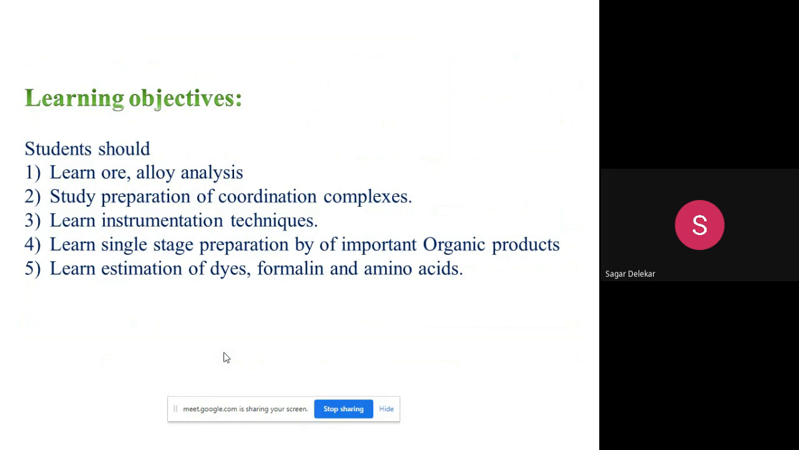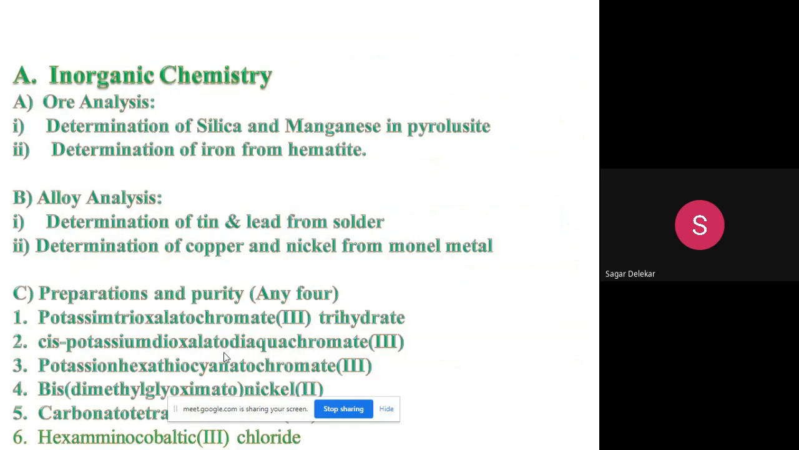Regarding learning objectives in practicals, you want to focus on the ore analysis, then alloy analysis, then preparation of complexes, then instrumental techniques. In this year, regarding ore, if you see your syllabus, two ores have been included. One is pyrolusite ore, and second is hematite ore. And in alloy, solder and monel metal alloy.